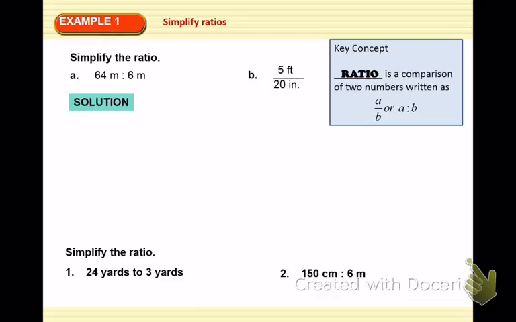But 24 yards to 3 yards. Just write it as a fraction. Yards will divide out and reduce that down to 8 to 1.